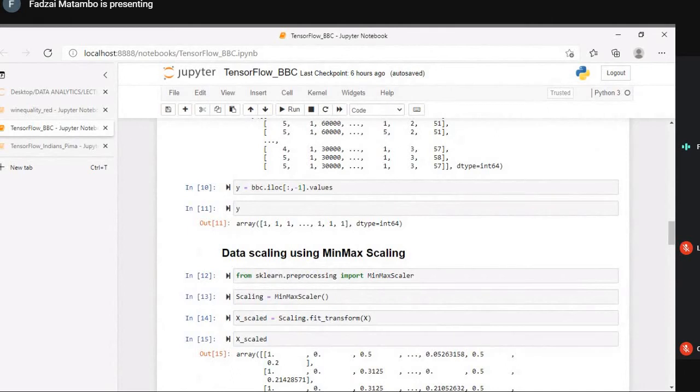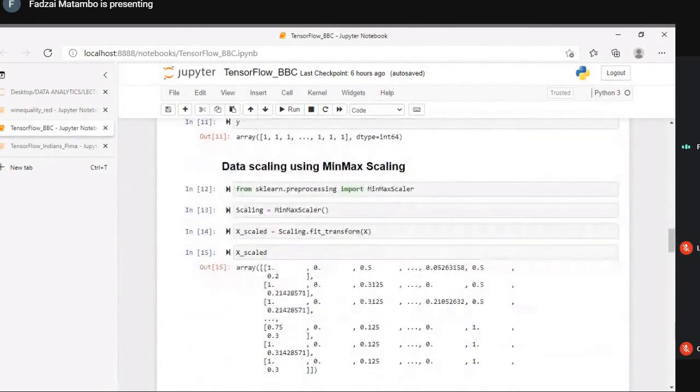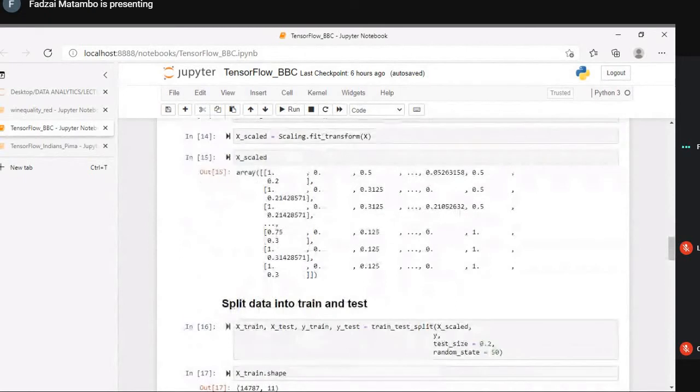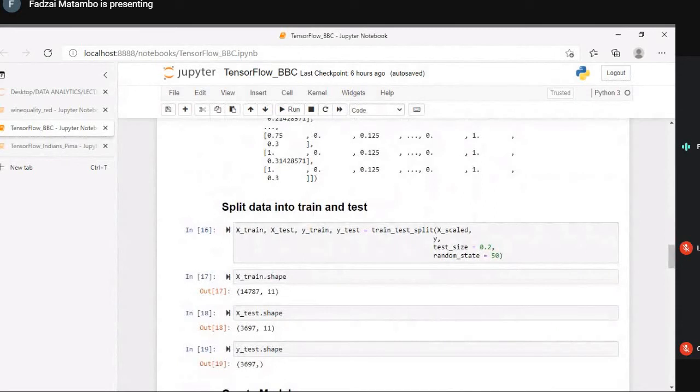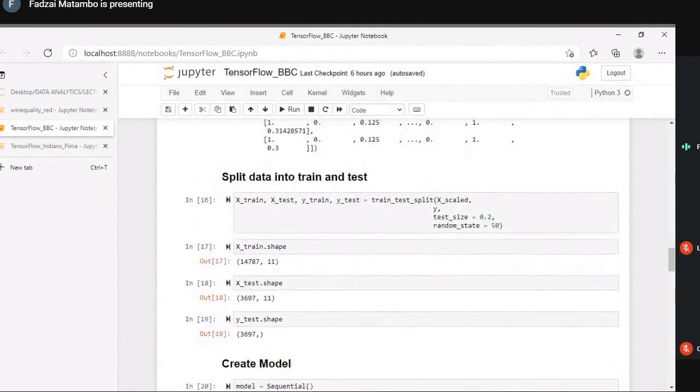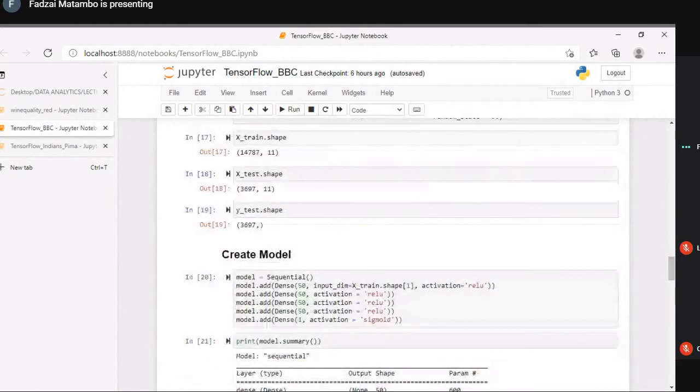So I did my data scaling the same as was done before, and I had to split my data into train and test. I maintained my X scaled and then Y, and the test size was 20%, and my random state was 50. Then my X train was now 14,787, and the test was 3,697. And then I went on to create my model.